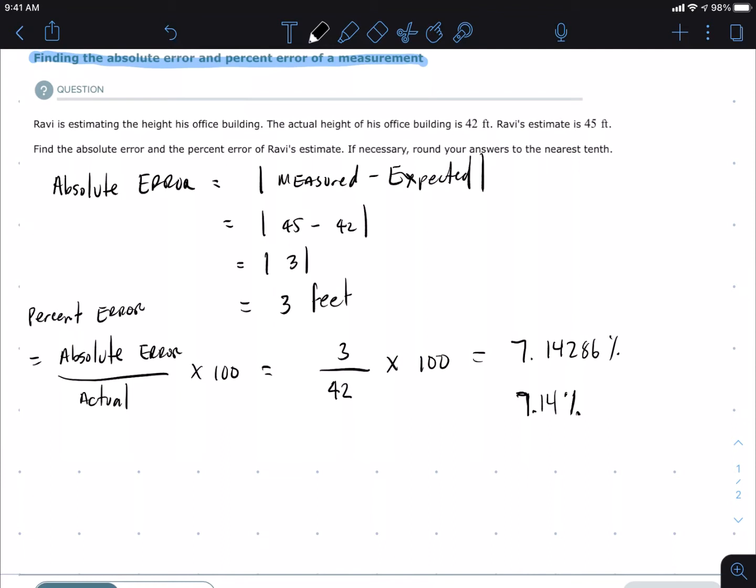It's an important idea. Does it make sense what I'm asking? So this 7% error that I have here, do I know it to be an overestimate by Ravi, or do I know it to be an underestimate if I just look at the percent error? What do you think?